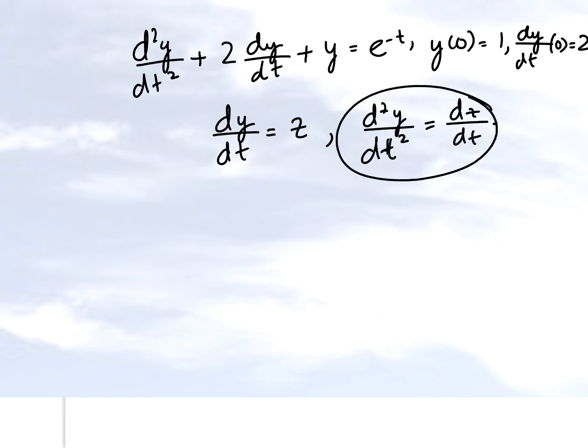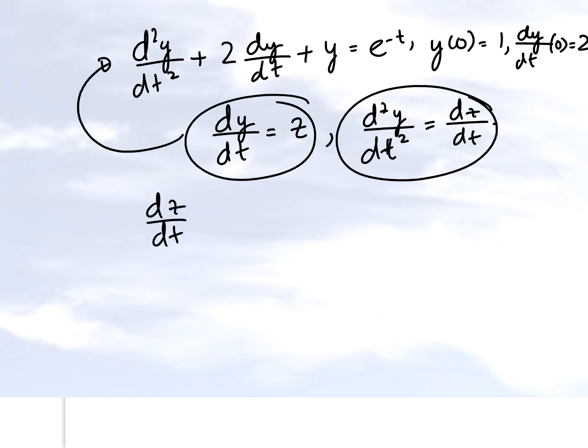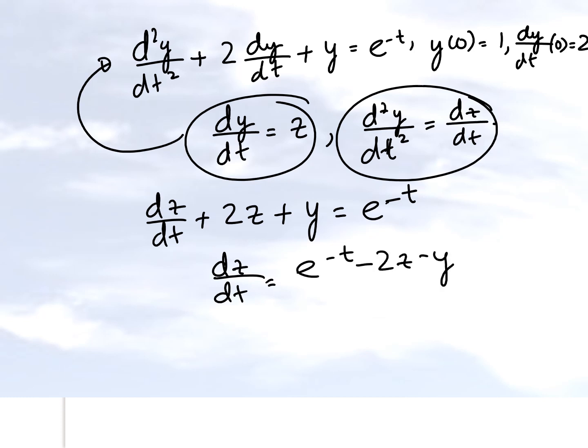So if I substitute these two quantities in here, I'll get dz by dt here, then 2 times z, in place of dy by dt, plus y equal to e to the power minus t. And if I rewrite this, I'll get dz by dt is equal to e to the power minus t minus 2z minus y. And the reason why we're doing this is because we want to write it in the form which will allow us to write it as a first order ordinary differential equation with the dependent variable with respect to the independent variable, and consider that to be the slope of z with respect to t.